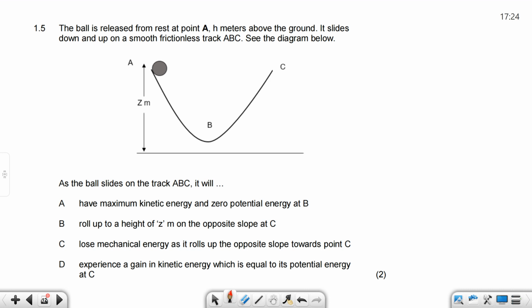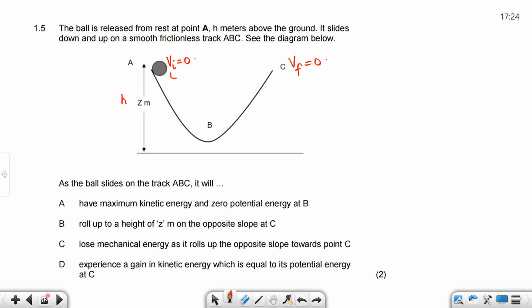Okay, h meters. They said h, it changes from h to Z. Lovely. Okay, h meters. As the ball slides down the track, it is an isolated system. Mechanical energy is conserved. Is that okay? What is the velocity at point A? Initial velocity is 0. What is the final velocity at point C? Velocity is 0. Okay, what do we know here?